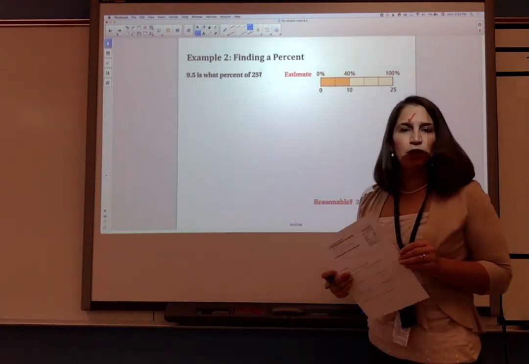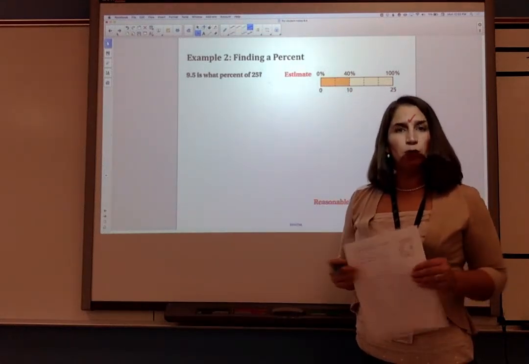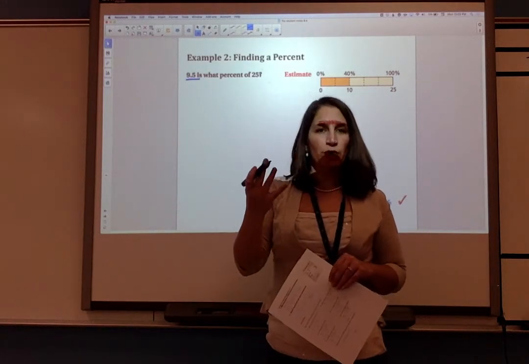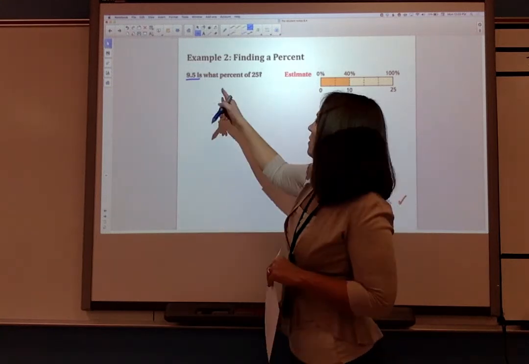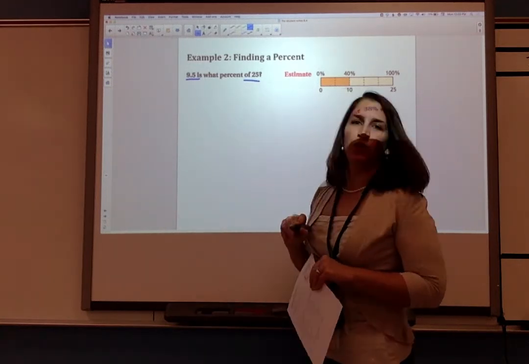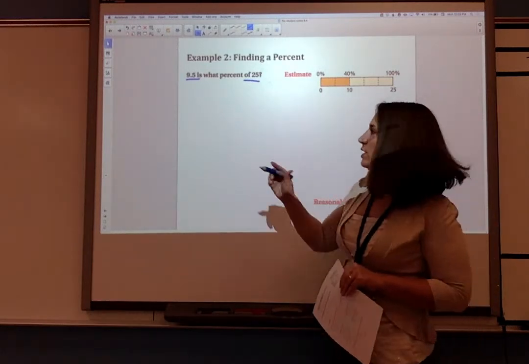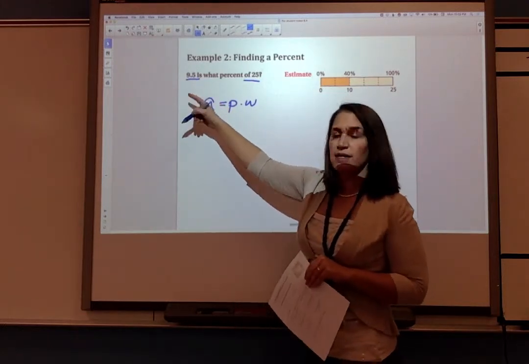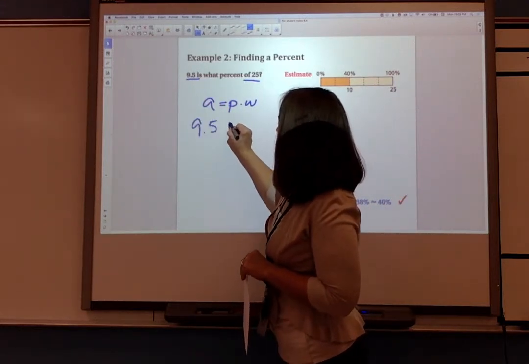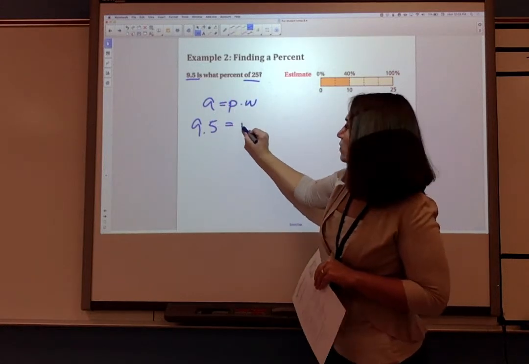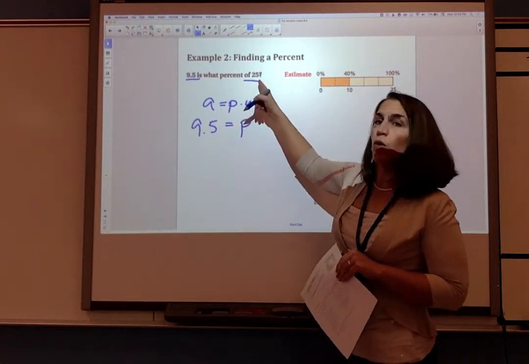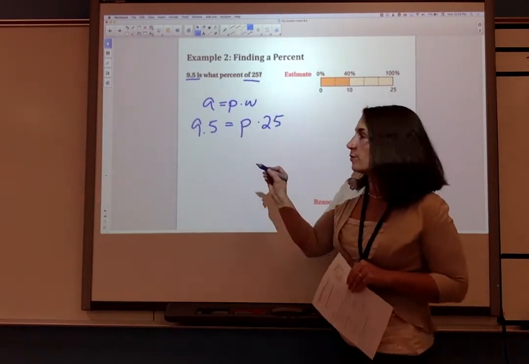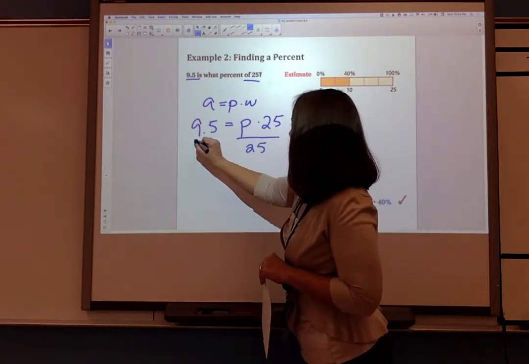In this next example, we're given the part, we're given the whole. What we're trying to find is the percent. So 9.5 is, remember the word "is" designates we're looking at the part. What percent of 25? So 25 is the whole. So if we set up our equation, A equals P times W, the part is 9.5. We're solving for the percent, so we'll leave that as P. And the whole is 25. P times 25. So to solve for P, we're going to divide both sides by 25.